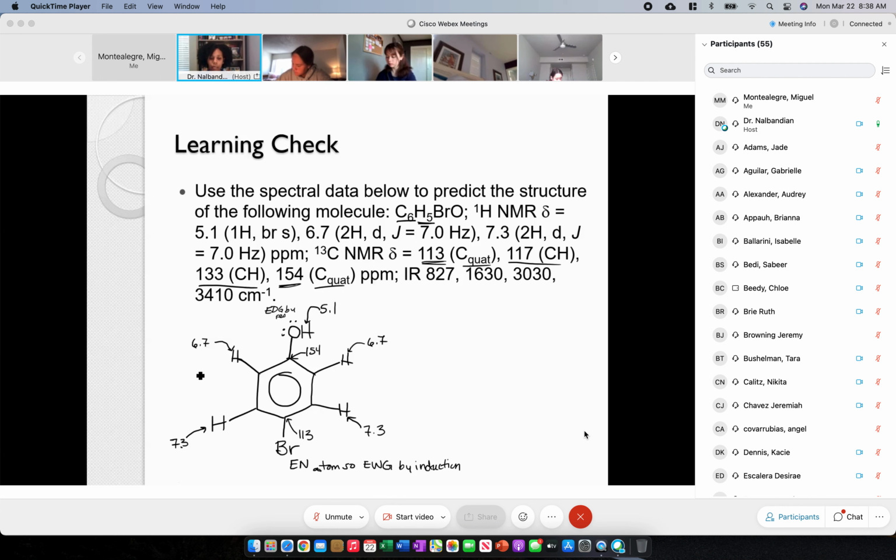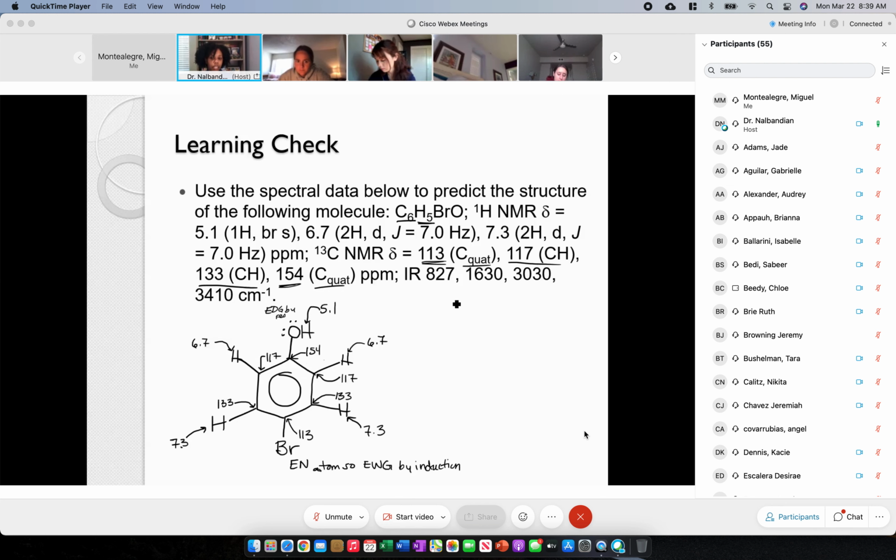Remember, symmetry. Whatever we assign to be this one has the exact same chemical shift. So what's the chemical shift of the carbons that are beside the OH? Well, remember, yes, the OH can pull away electron density, but it can also donate to these positions. And so 117 would be the chemical shift there. And then these 2 would be the 133, again because of that electron withdrawing bromine. So this would be our structure.